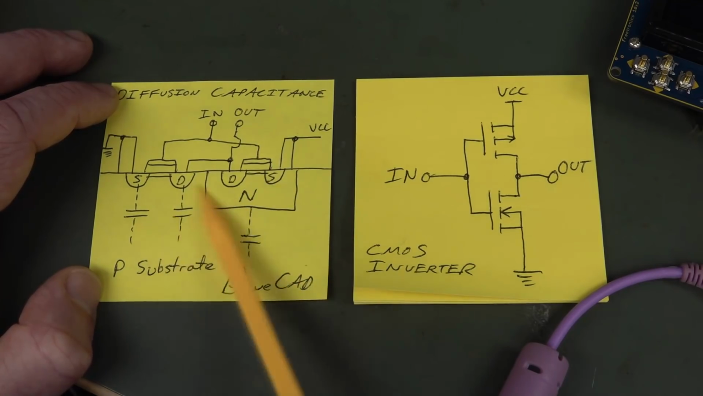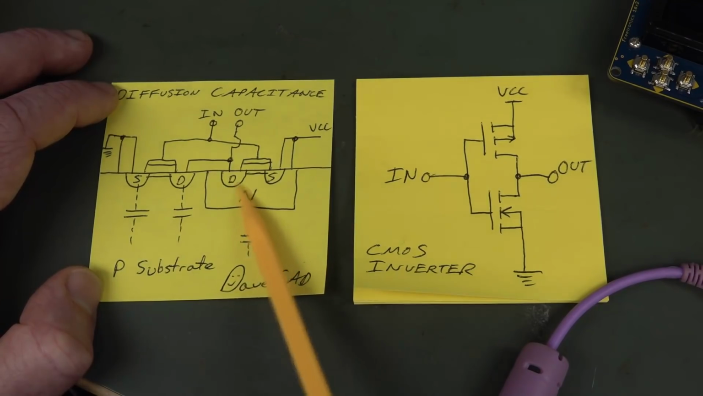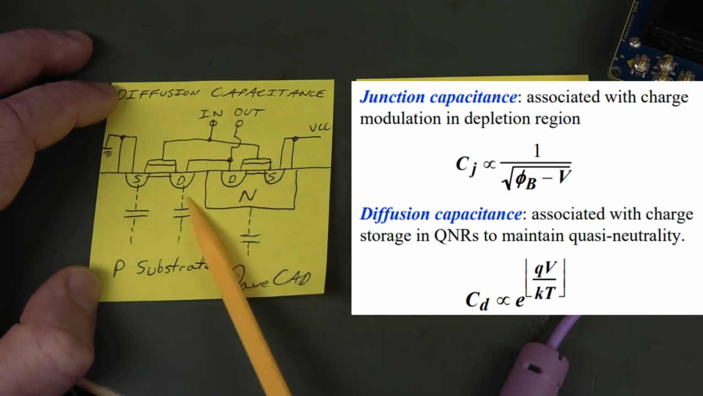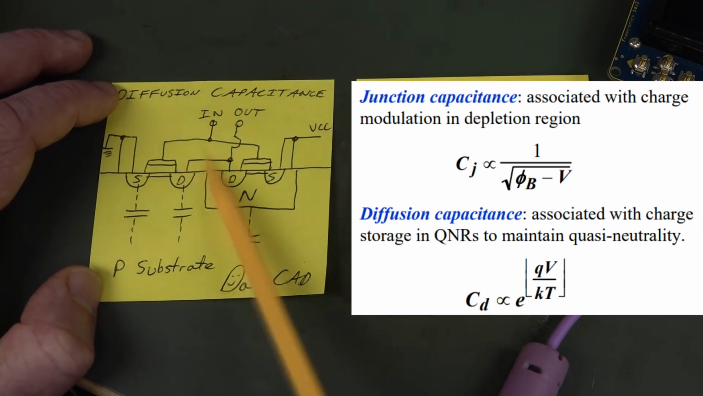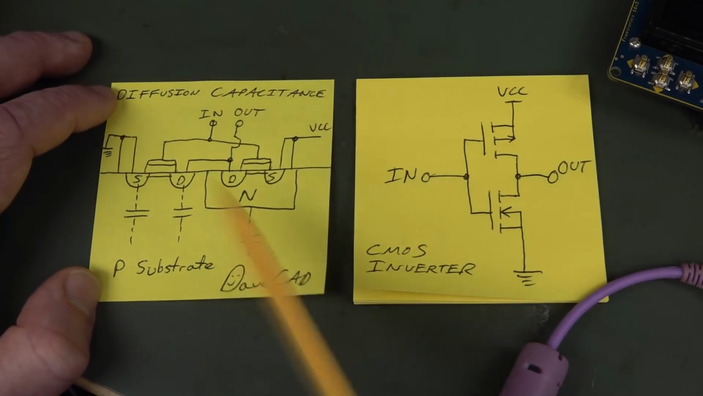So all these carriers are being charged and discharged into here, and it's not a linear type thing. Here's the formula: it does vary with voltage, it varies with temperature, and it varies with current as well, it's all over the shop. But anyway, there's capacitance inside the chip.